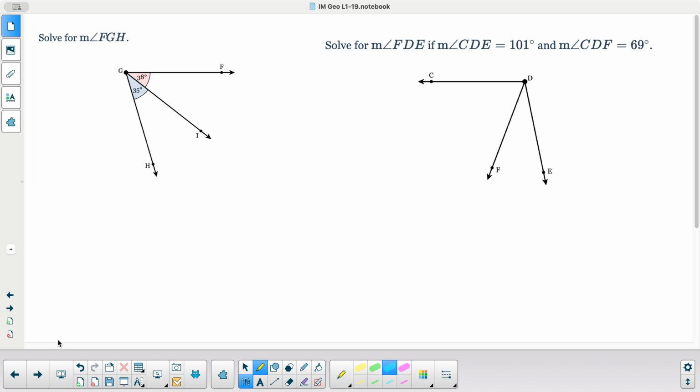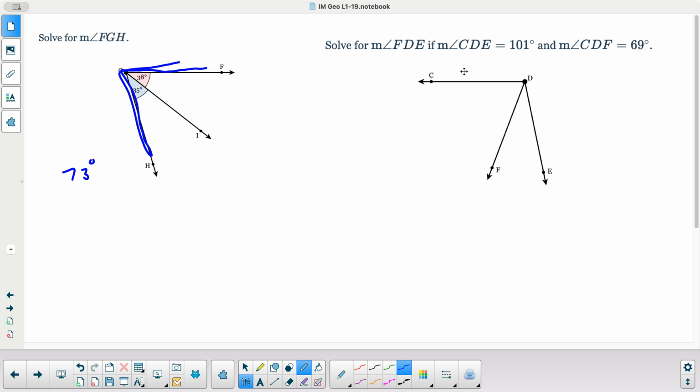So this is just a little warm up as well. Adding two angles. The measure of angle FGH is this angle right here. You're going to add up the two values here. So 38 plus 35 gives me 73.